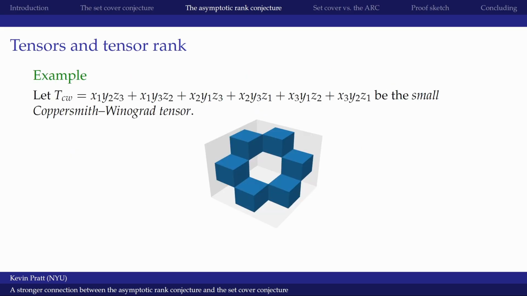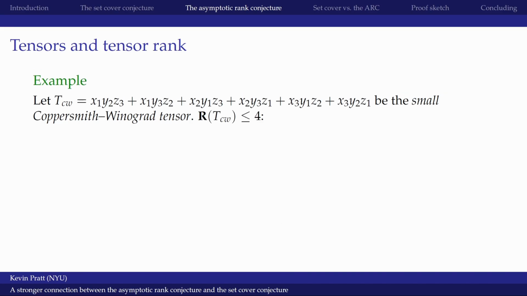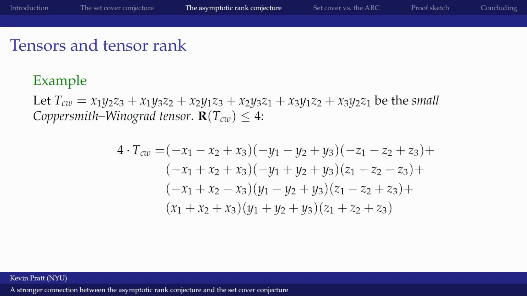Okay, so to illustrate, one tensor that turns out to be interesting is what I will call the small Coppersmith-Winograd tensor. This is a 3x3x3 tensor, and you can describe it as follows. If we think of it as a 3D array, then there will be a 1 in an entry whenever the 3 indices are distinct, and otherwise this entry will be 0. And now it turns out that this tensor actually has rank at most 4, and this follows from this identity that I'm claiming. So if you expand everything, you'll see that I'm actually telling the truth. And I'm sure you won't do that.